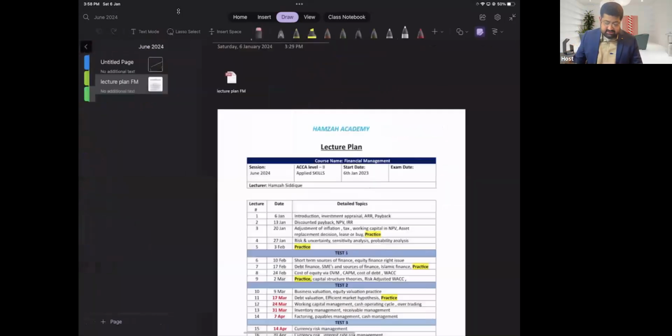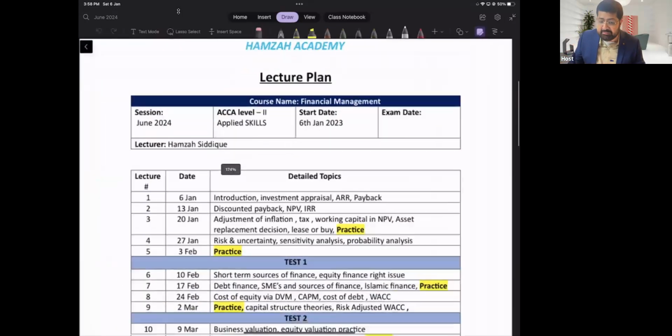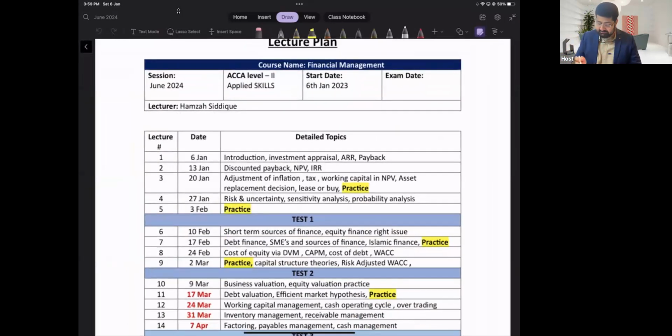So let us proceed. This is my study plan with you people. We will be starting with investment appraisal from here. I have not shared the plan with you. Just a minute, I'll be sending it to you here. It will be uploaded on the website as well. This is a tentative plan. It is coming in the chat box. Download it.